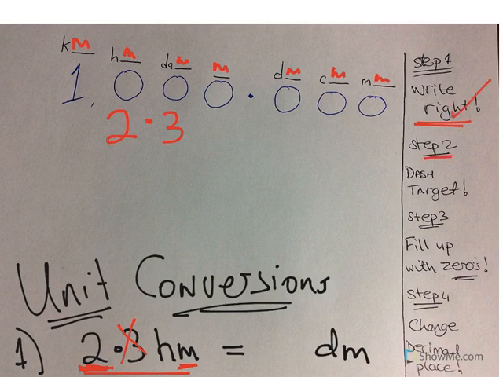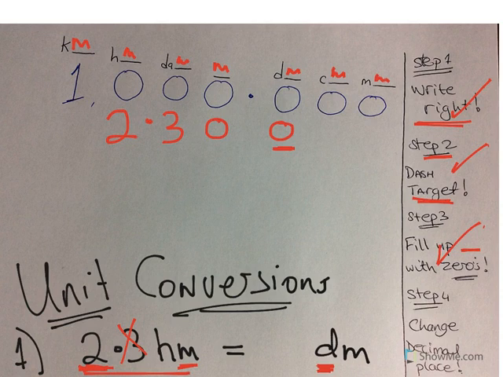Step 2, I now put a dash under the target prefix. My target prefix is D. It's just D by itself. So I'll put a little dash under here to tell me when to stop. That's step 2 done. Step 3, fill up with zeros. Fill up to the dash with zeros. So I'm just going to go 0, 0, dash, done. Okay, that's step 3 done.